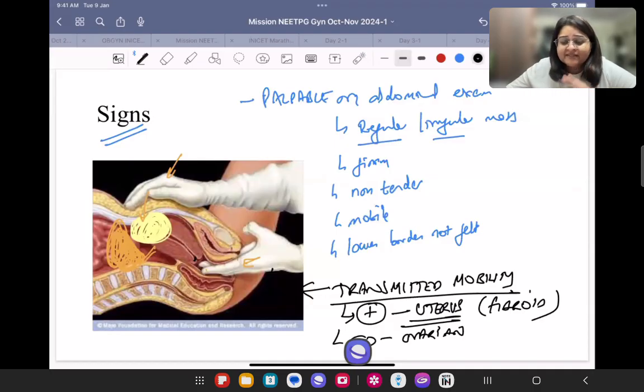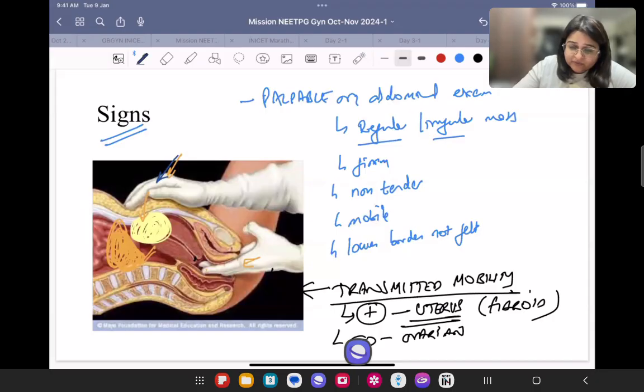But there are certain exceptions to this rule. What is the exception to the rule? That means in which kind of fibroid will transmitted mobility be absent? That can come as a question. Small तो palpable भी नहीं होगा ना per abdomen. We're talking about a mass which is palpable per abdomen. Yes, a broad ligament or a pedunculated subserosal fibroid.